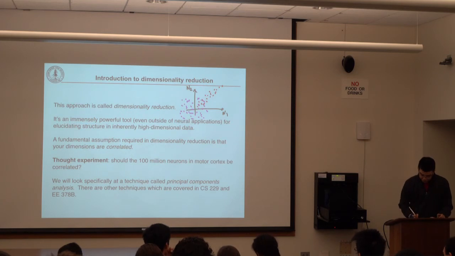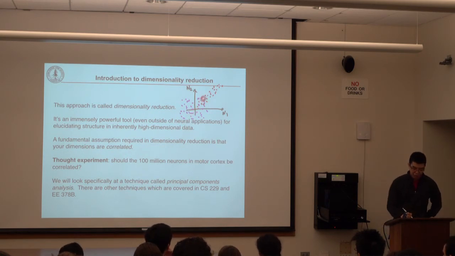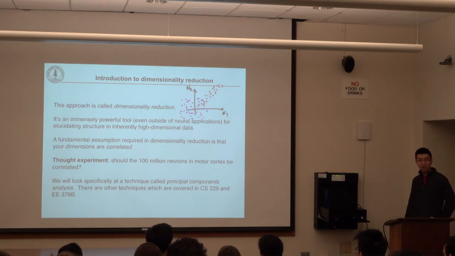But for the red dots up here, they were correlated. When N1 increases, N2 increases. And so because of that correlation, we could reduce the dimensionality. And so a thought experiment is, should the 100 million neurons in motor cortex be correlated? Right? Who says yes?